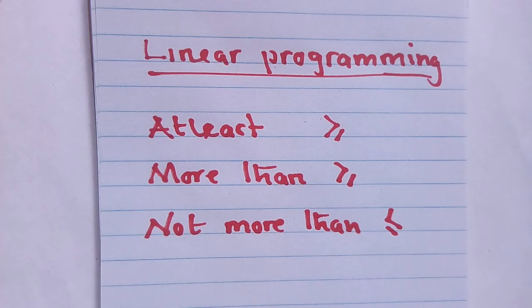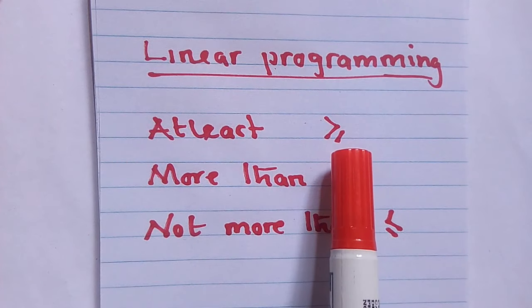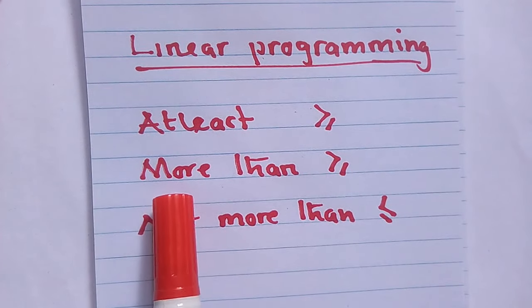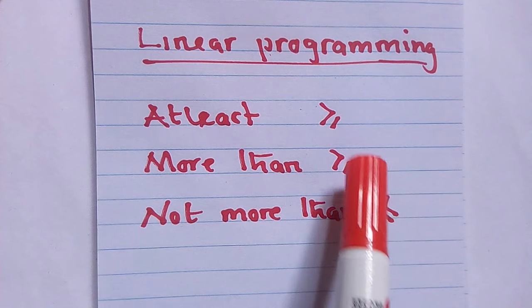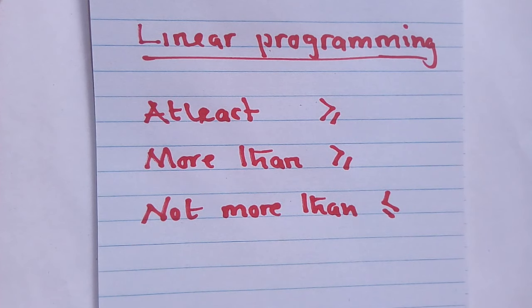Okay, in today's lesson we'll be answering an exam question on linear programming. But before we do so, let's try to understand some terminologies that are used in linear programming. There is what we call "at least." At least means greater or equal to. "More than" means greater or equal to, "not more than" means less or equal to. So these signs, I guess so you understand them.